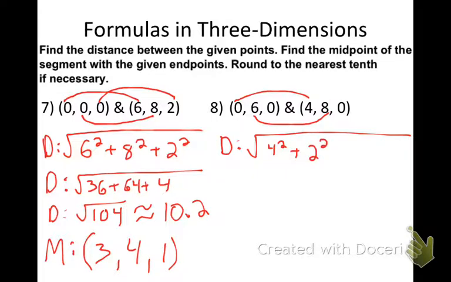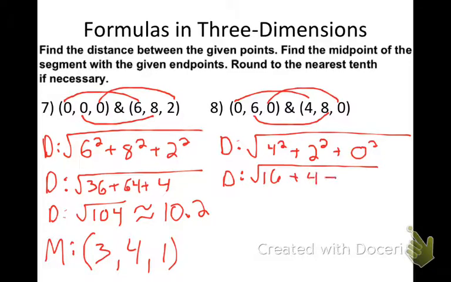So I get 2 squared. Plus, then I do my z values. 0 to 0, what's the difference? Okay. So distance here. 4 squared is? 2 squared is? 0 squared is? 16 plus 4 gets me the square root of? Square root of 20 comes out to be approximately? About 4.5 because we're going to round to the nearest tenth. About 4.5.